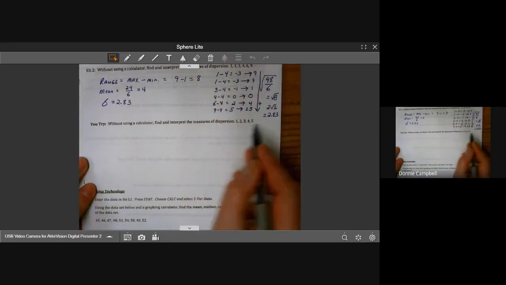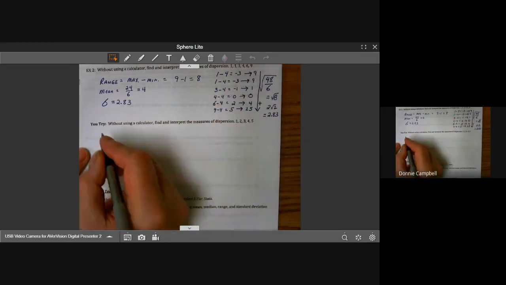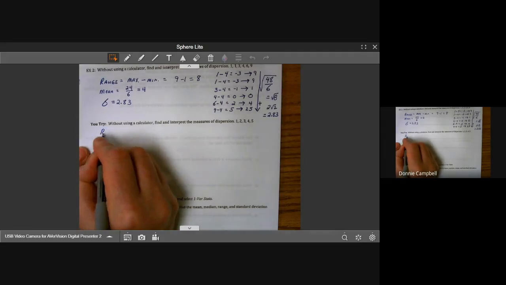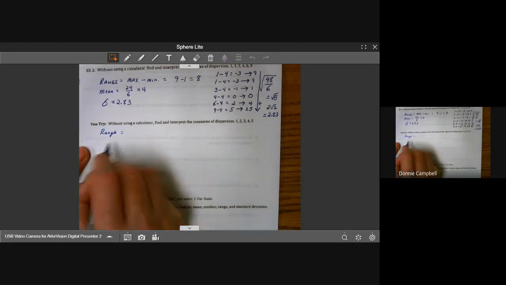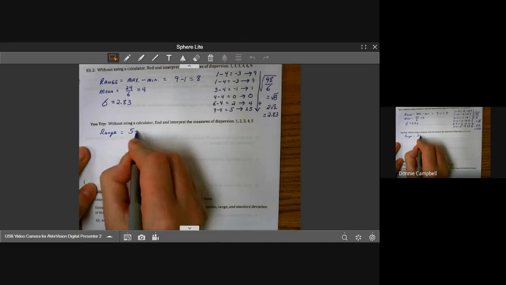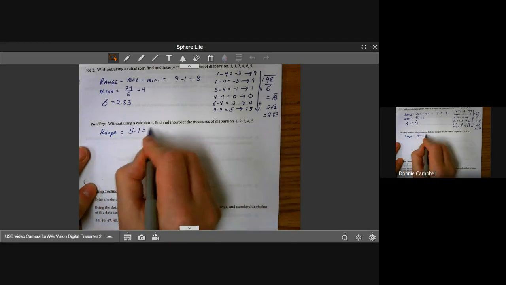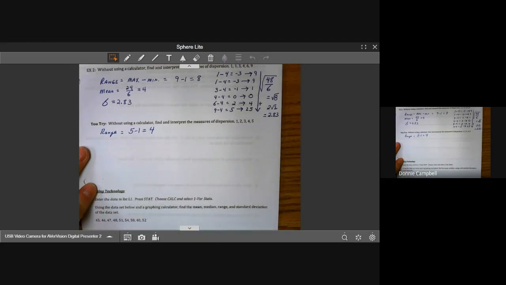Okay, so these here are 5 numbers. So let's first find the range. That's the first measure of dispersion. So my biggest number minus my smallest number, my range is 4, 5 minus 1.